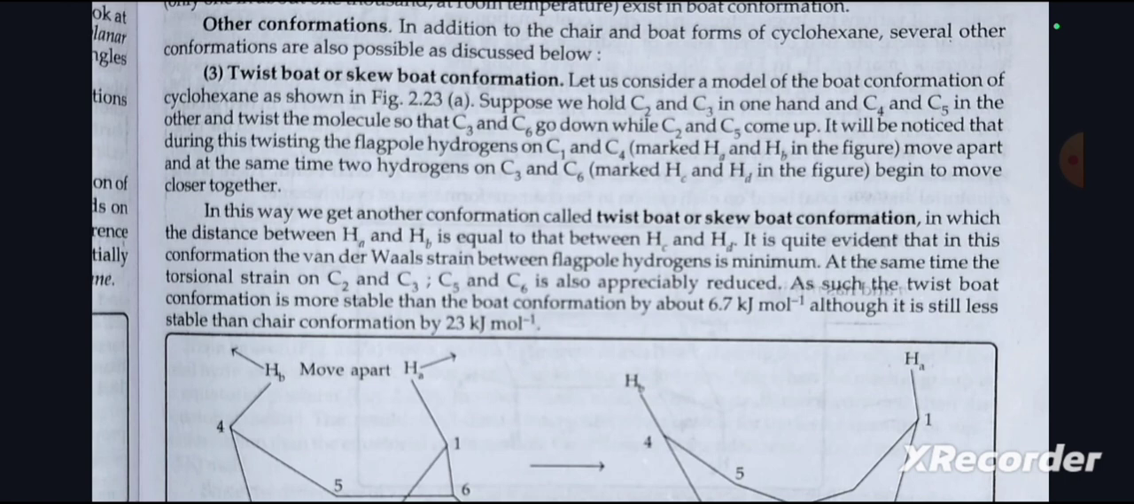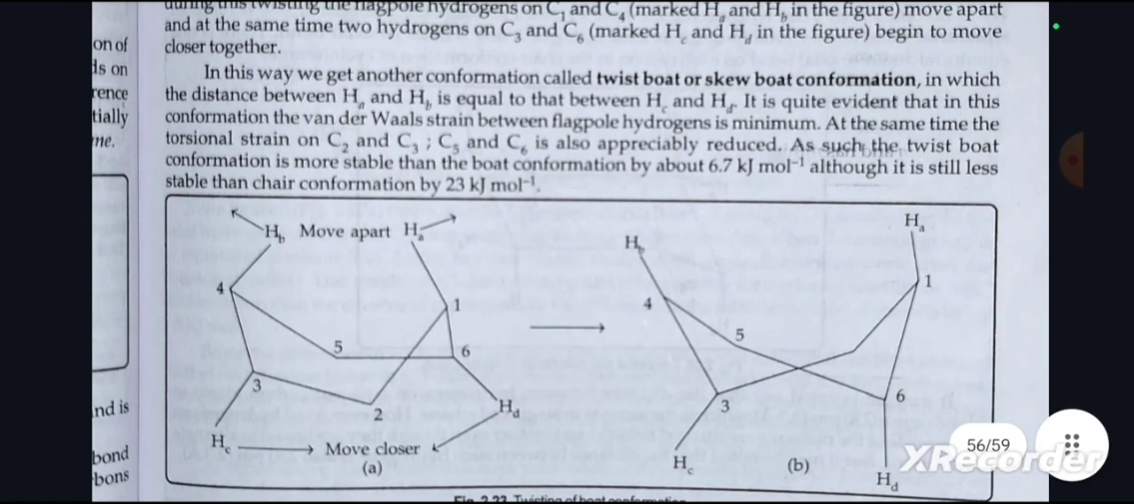It will be noted that during this twisting, the flagpole hydrogens on C1 and C4, marked HA and HB in the figure, move apart, and at the same time two hydrogens on C3 and C6, marked HC and HD in the figure, begin to move closer together. In this way, we get another conformation called twist boat or skew boat conformation, in which the distance between HA and HB is equal to that between HC and HD. It is quite evident that in this conformation, the van der Waals strain between flagpole hydrogens is minimum. At the same time, the torsional strain on C2 and C3, C5 and C6 is also appreciably reduced.